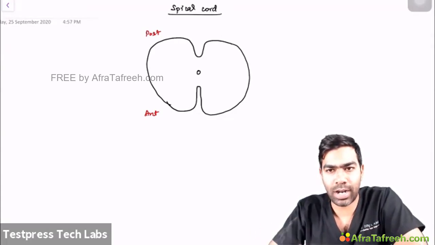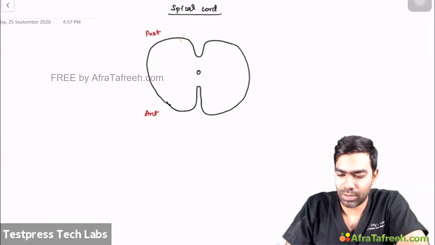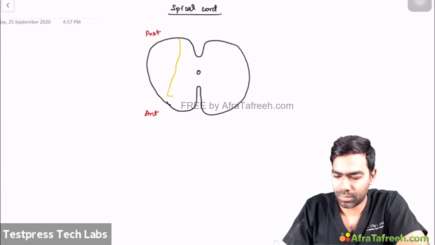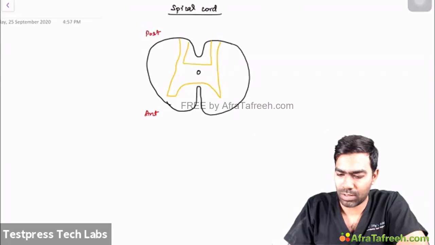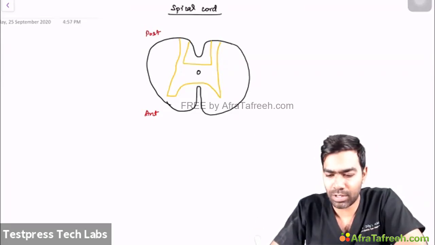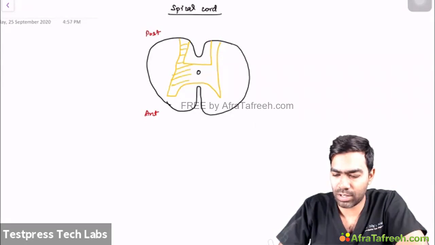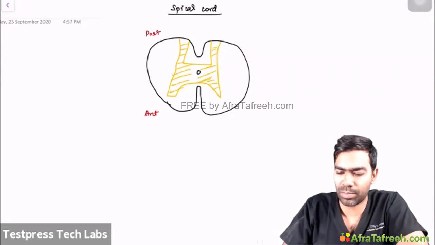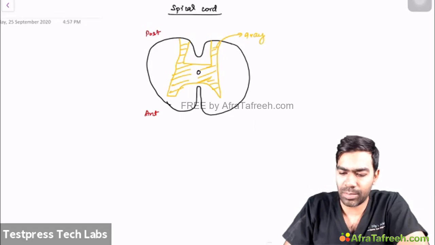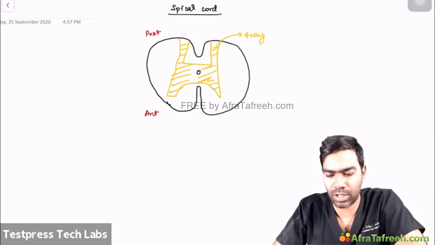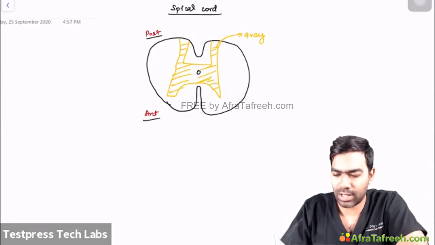So posterior and anterior. We know it's a butterfly-shaped structure that we're going to encounter here. So this is going to be the head-shaped structure. Whatever I've drawn in orange here will basically be the gray matter to some extent, and the remaining everything is going to be predominantly the white matter. So this is the posterior and this is going to be the anterior.